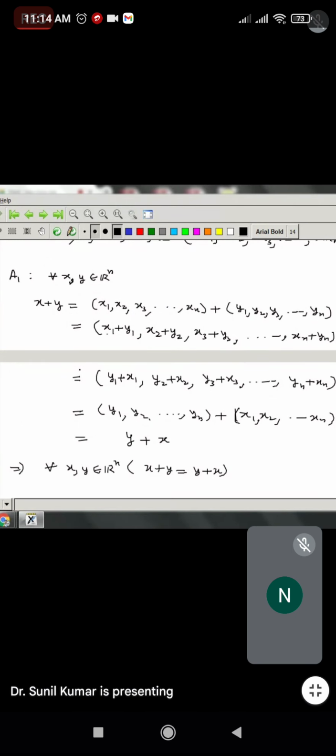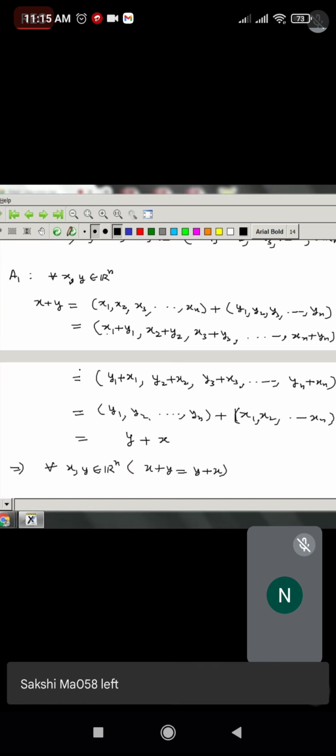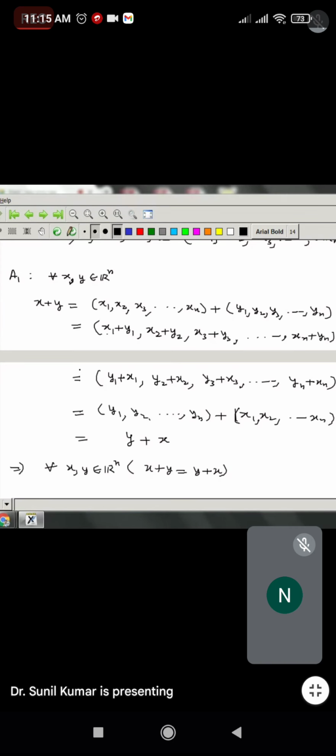But the important thing is how we can use the property of real numbers, right? You should not cram that if it is x1 plus y1, then we write it as y1 plus x1. Real numbers gave us this property. We have already proved that real numbers under addition satisfy the commutativity property.